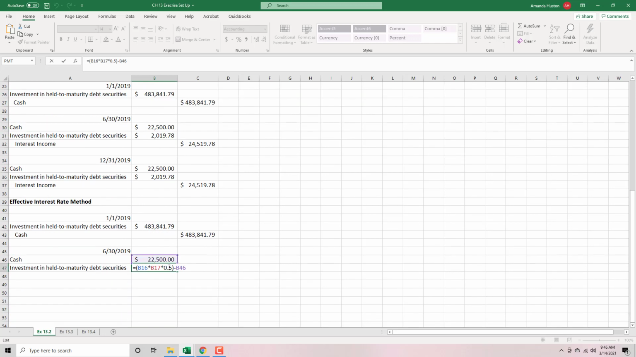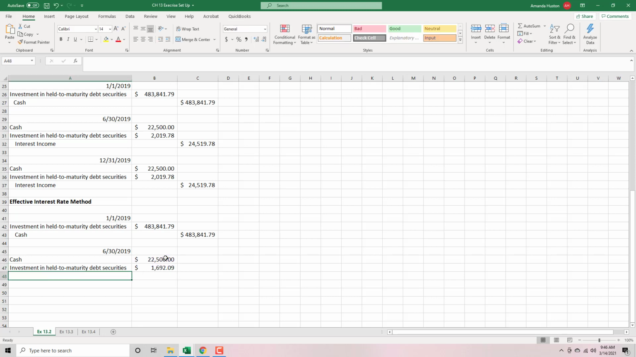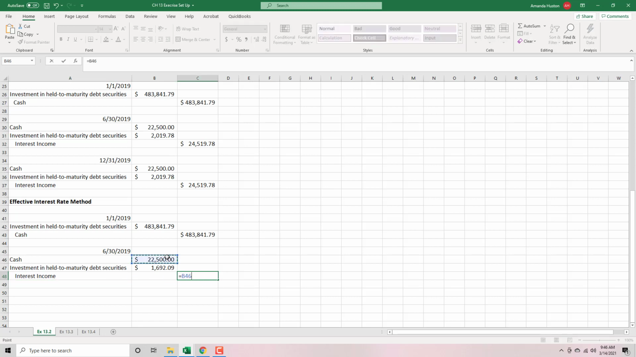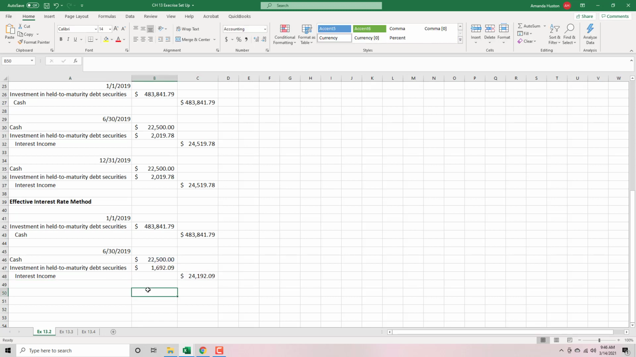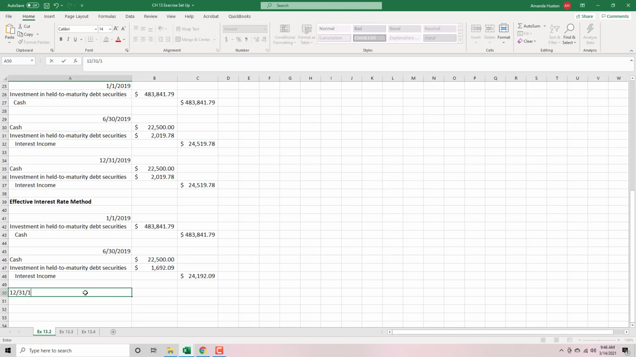And then it's interest income. We're going to add this up. So 24,192.09. Now on December 31st, we received the same cash, right? Which is bond face value times stated interest rate times 0.5.